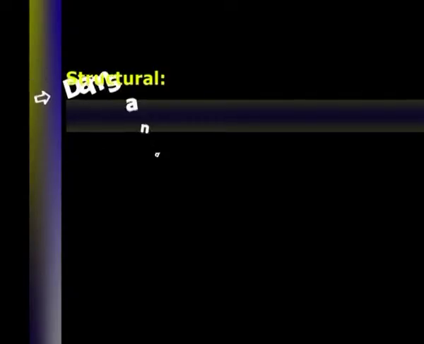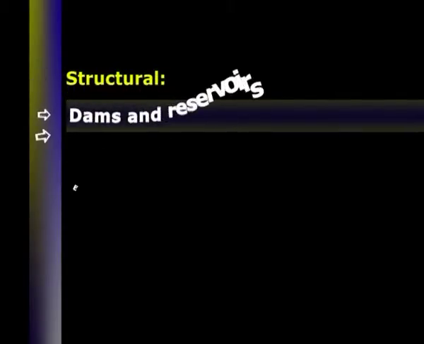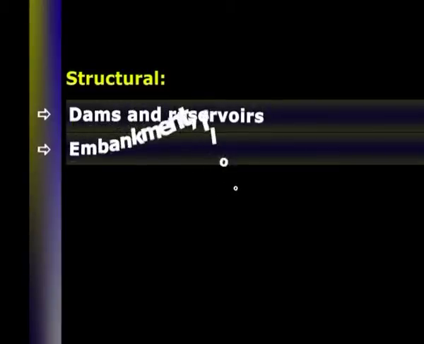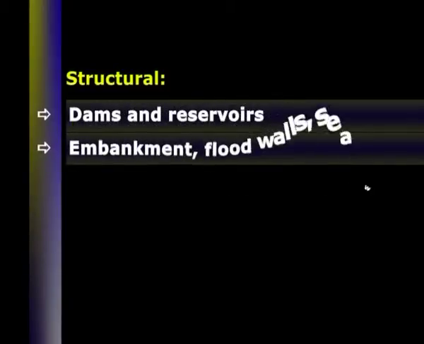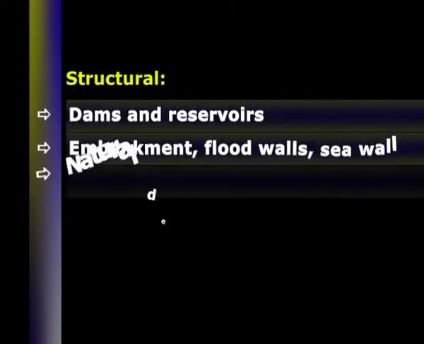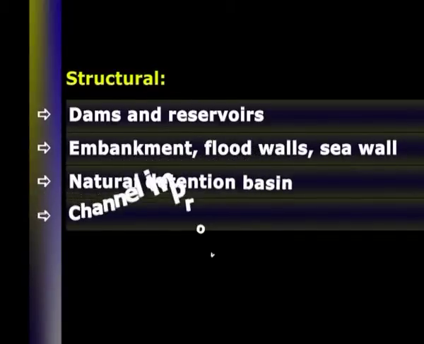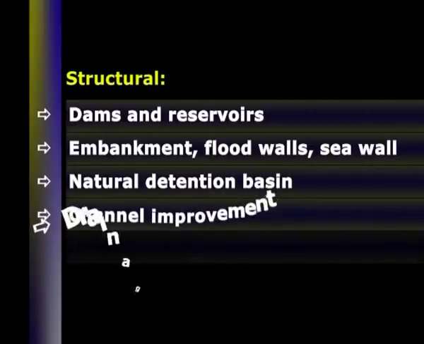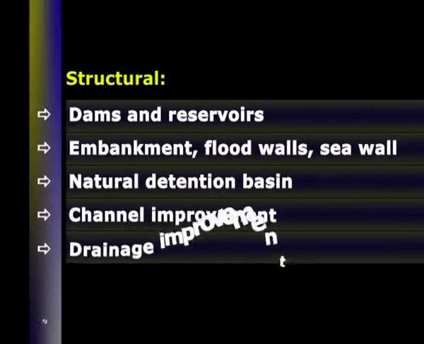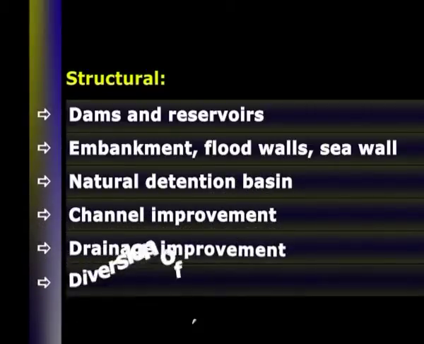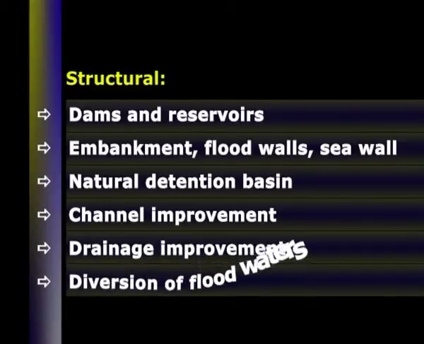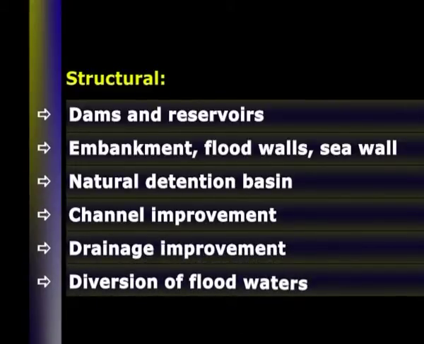Point number 1. Dams and reservoir. Point number 2. Embankment, flood walls, sea wall. Next point. Natural detention basin. Next. Channel improvement. Next. Drainage improvement. And lastly, diversion of flood waters.